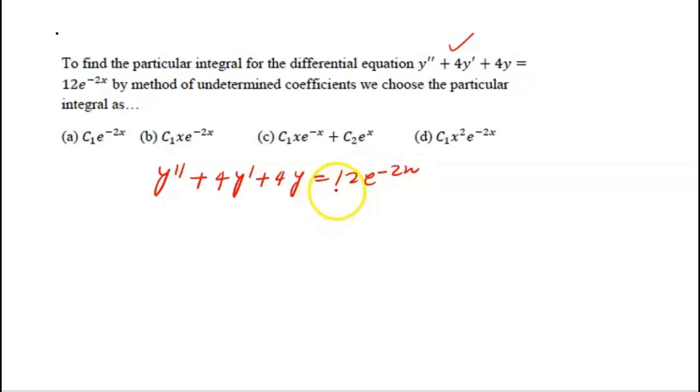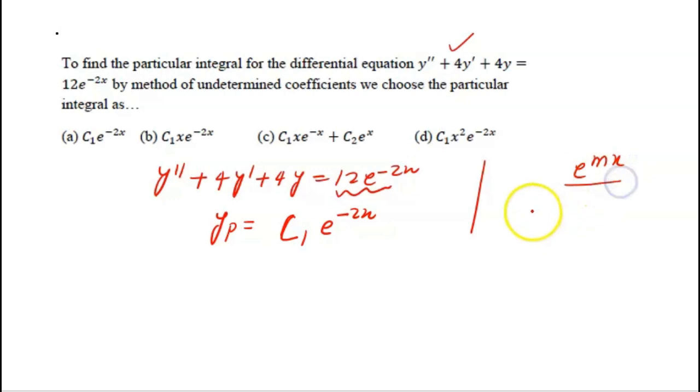So when the right hand side is an exponential function, in that case the trial solution or the particular integral is taken as a constant c1 e to the power minus 2x. Let me explain this in a general way. Suppose the right hand side is e to the power mx. So what will be our trial solution? Our trial solution will be yp is equal to c1 e to the power mx.